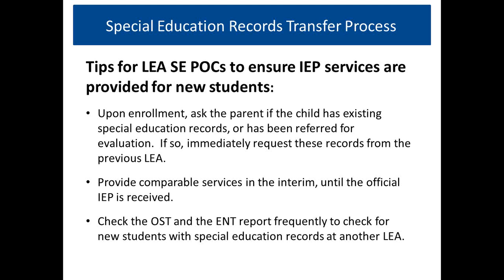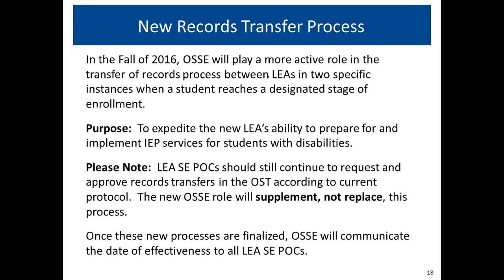And of course, if the parent does not tell you the truth, if they do in fact have an IEP, but the parent says they do not, you will still see that student pop up on your report in the OSSE support tool. So that is your backup way to know that the student is in special ed. Now, until you get that IEP and get everything settled, you should provide comparable services in the interim. So again, it's very important. This time of year, you should be checking the OSSE support tool every single day to see what kind of records requests you need to make or you need to approve.